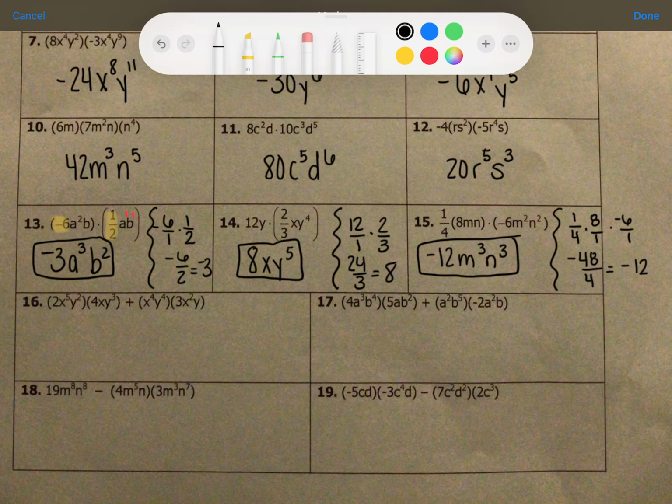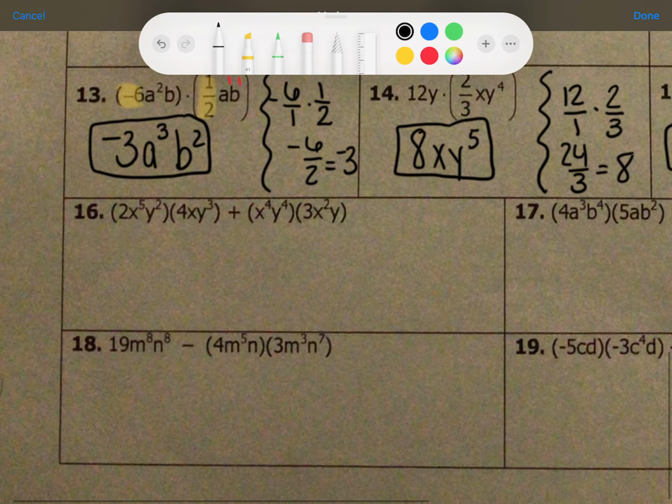All right, 16, 17, and 18, and 19. We're going to put all this together, which means we're going to do some multiplying monomials and adding monomials. And so anytime you have some multiplication and some adding and subtracting, you always want to multiply first, just like please excuse my dear Aunt Sally. So on number 16, I'm going to make sure that I multiply these two monomials together first, and then these two monomials together. And then if they match, then I can add like terms.